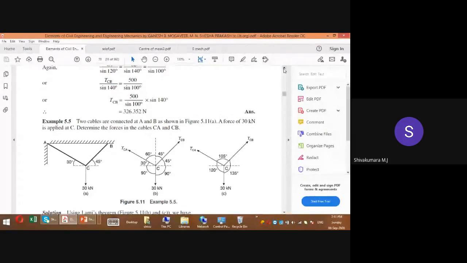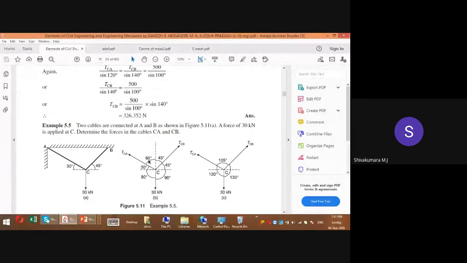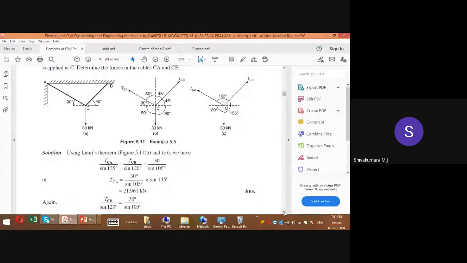See over here, by looking at this simplified sketch, this 60 plus 45 is 105, 90 plus 30 is 120, 90 plus 45 is 135. So by looking at this sketch, by applying Lami's theorem, you tell me the expression. What I should write? 30 divided by? 105. Yes, correct. TCA divided by? 135. TCB divided by? 120. Yes, very good. So by applying Lami's theorem, we get TCA divided by sin 135, TCB divided by sin 120, 30 divided by sin 105.